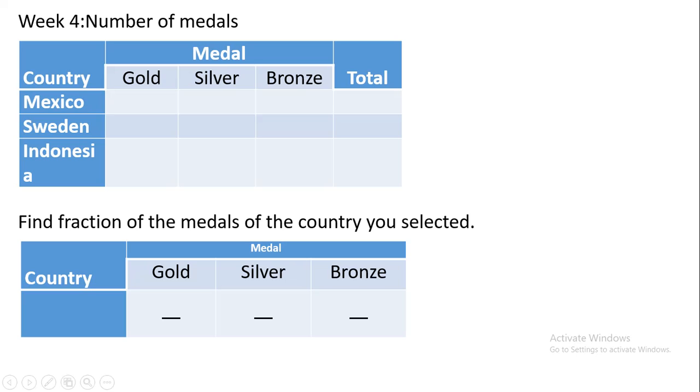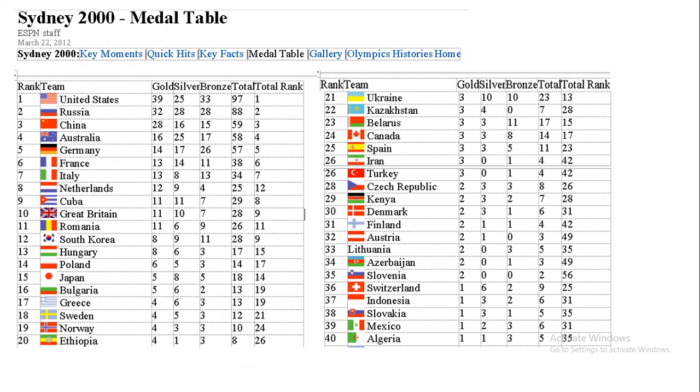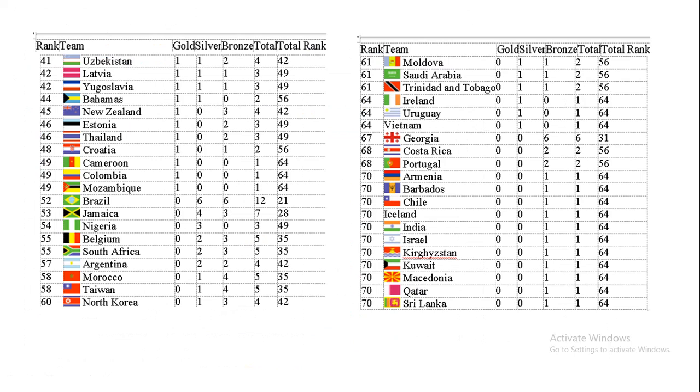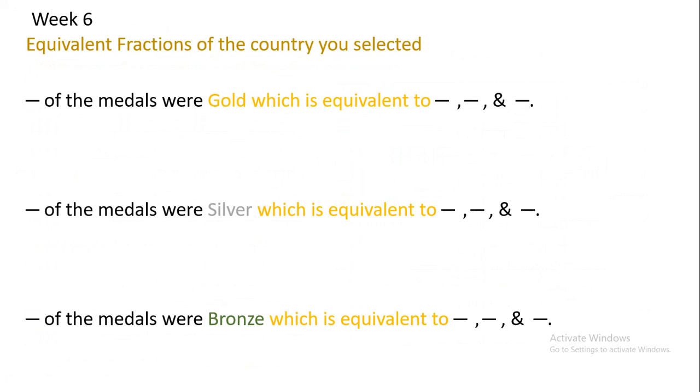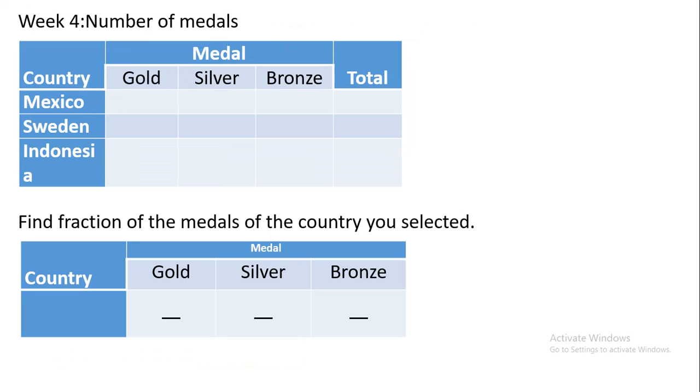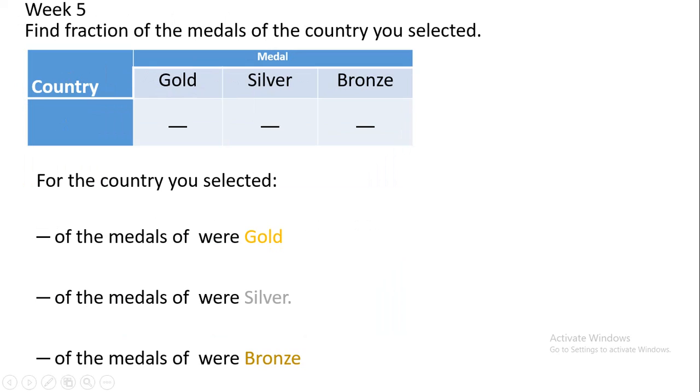Now find the fraction of medals of the country you selected. So you have to choose one country from these 3 countries, or any country you choose. Write the number of gold medals, silver medals, and bronze medals for the country that you have chosen from the countries listed here. Then, after you choose your country, you write the number of medals. Now find the fraction of medals of the country you selected.